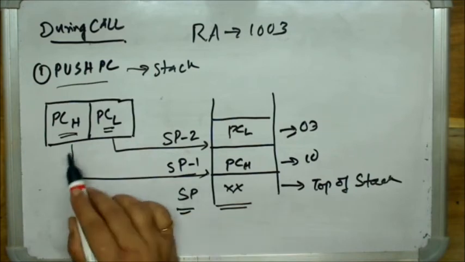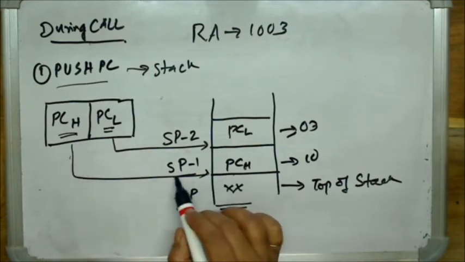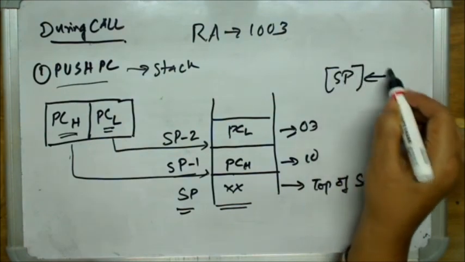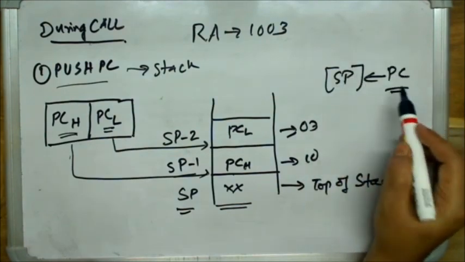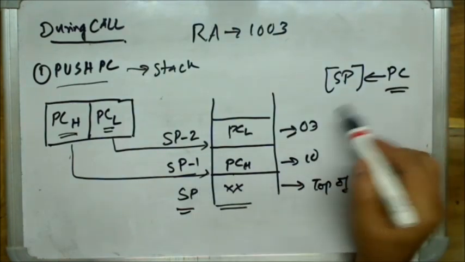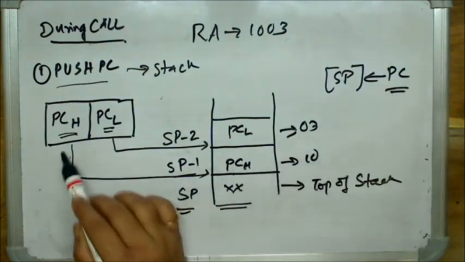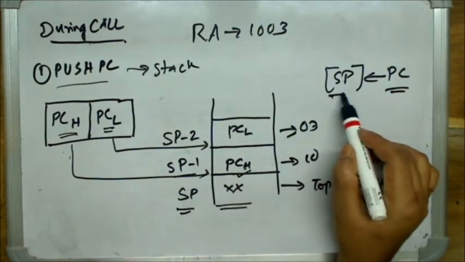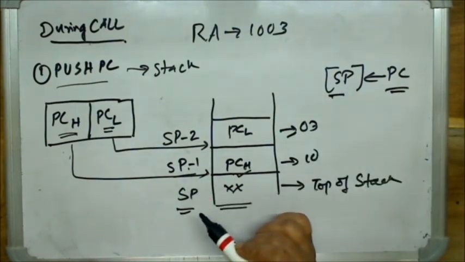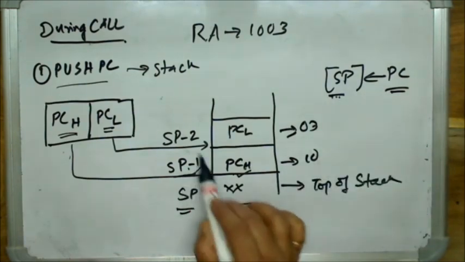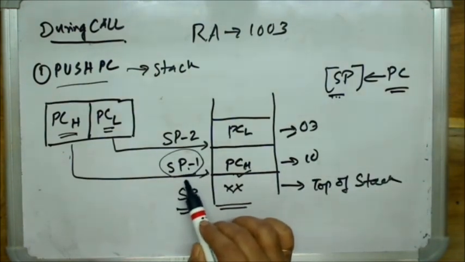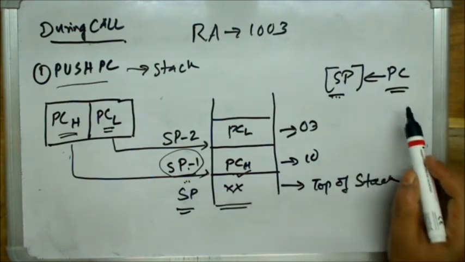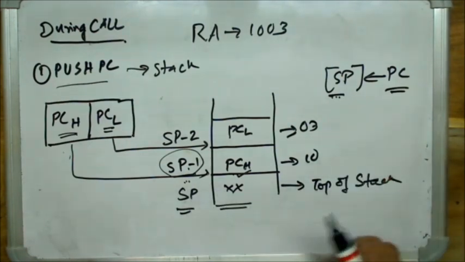Okay, and PCH will get stored in the new location pointed by SP. The higher byte of the program counter will get stored in SP minus 1. That is the new address pointed by SP. I have written here SP, that means this is SP minus 1, the new address pointed by SP. Fine. So PC will put the value PCH, the higher byte, at the higher address, and the lower byte at the lower address.